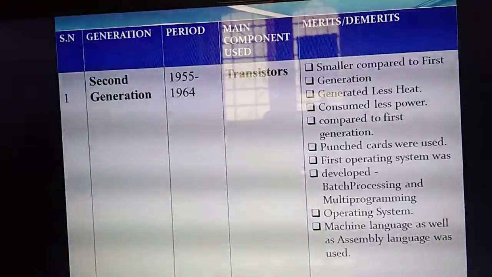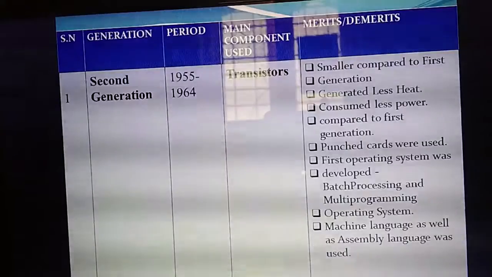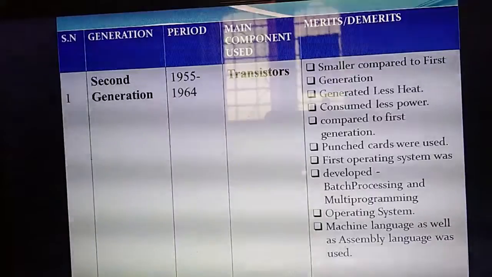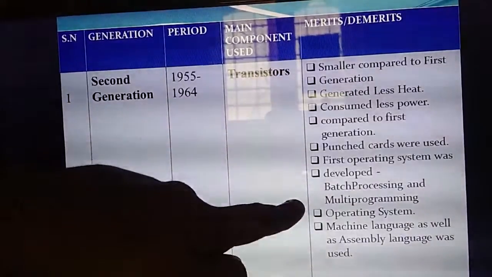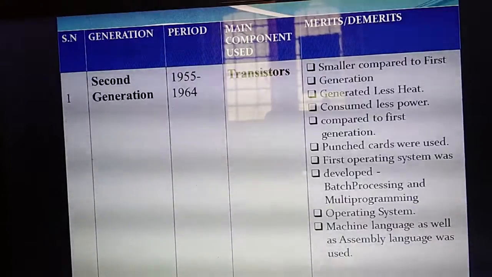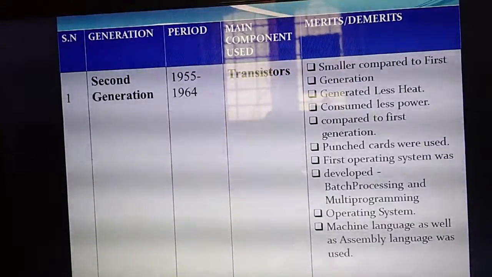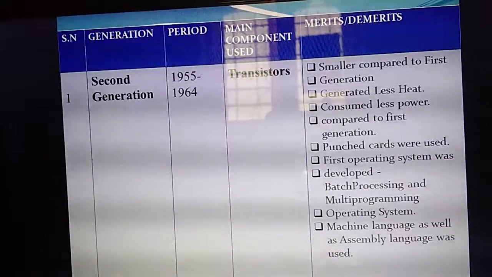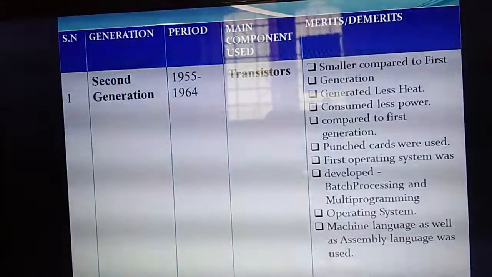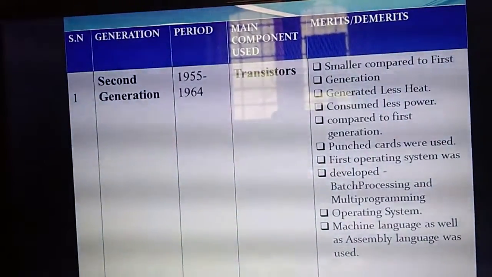So the first operating system was developed in which generation? Sometimes they will ask this as a 1 mark question. The second generation. What are the first operating systems? Batch processing and multi-programming. You have studied those in later chapters in detail. Batch means batch-wise processing, and multi-programming means multiple programs can be run. So the operating systems developed in the second generation are the batch processing and multi-programming operating systems.